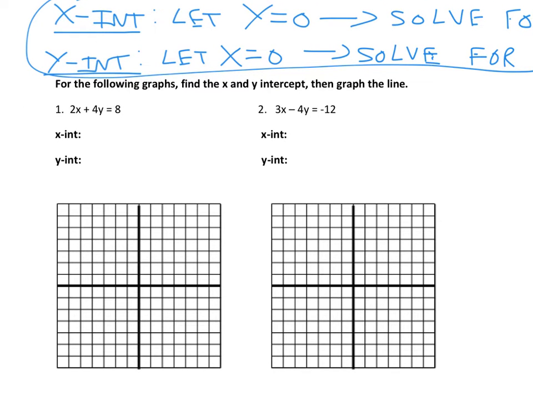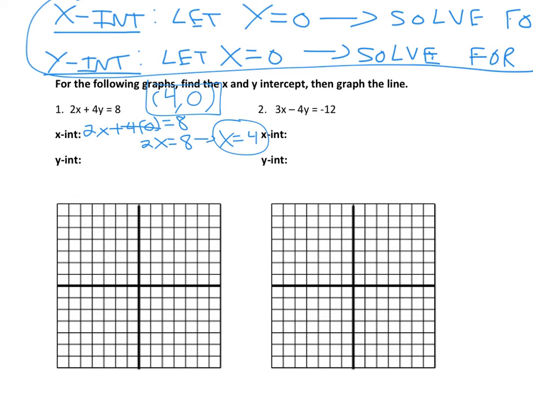All right. So for this x-intercept, I'm going to let y equal 0. So if I do that in my equation, I have 2x plus 4 times 0 equals 8. Okay, then you see 4 times 0, well, that's just 0. So then you're just left with a two-step equation. You're just left with 2x equals 8. Well, if you solve for that and divide by 2, you get x to equal 4. So that's your x-intercept. Now the ordered pair for that is 4, and then the y value is 0.